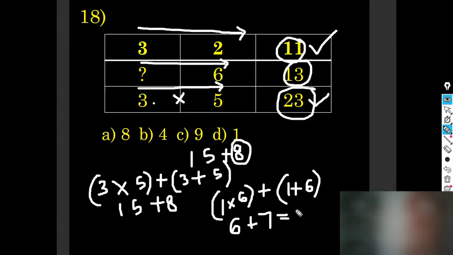We have 13 there. That means in place of question mark, we should be having 1. So 1 is the correct answer, which is option D.